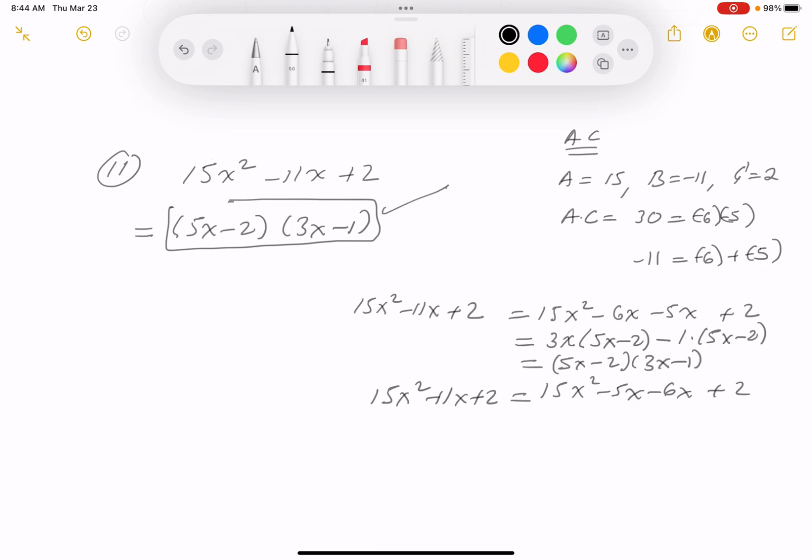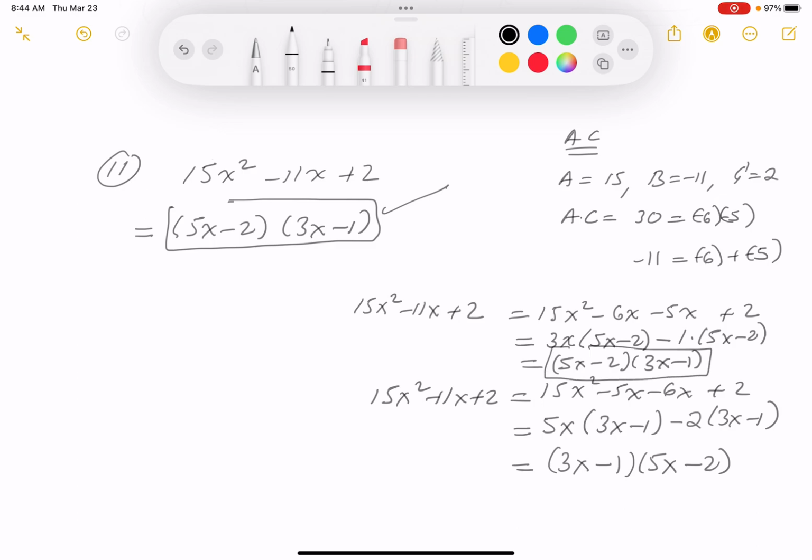Let's put this one over here. Again, if you did this particular grouping, I'd say 5x. What do you get there? 3x minus 1. Over here, I'd factor out minus 2. We get 3x minus 1. What do you get there? 3x minus 1, 5x minus 2. Are we getting the same thing? Well, every single time, we're getting 5x minus 2, 3x minus 1. They're all the same, all right?